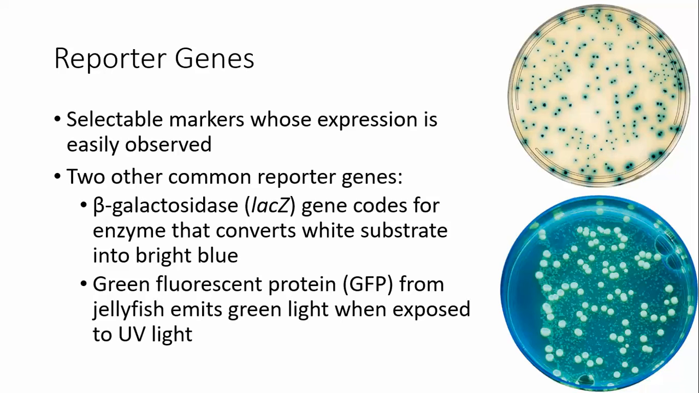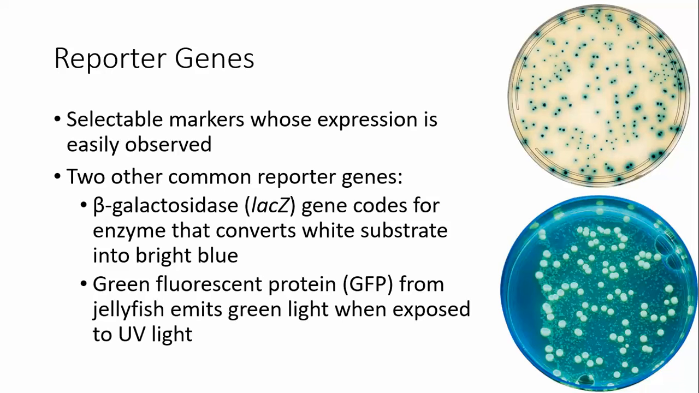There are also now, as technology improves, instead of just using antibiotic plates, reporter genes. The two most common ones, one that's been around for a long time, is beta-galactosidase, which is a lacZ gene, and it codes for an enzyme that, if you have a white substrate, a certain chemical, in your bacterial food, is going to turn that into something that's bright blue. So any of the blue colonies are going to be the ones that are transformed.